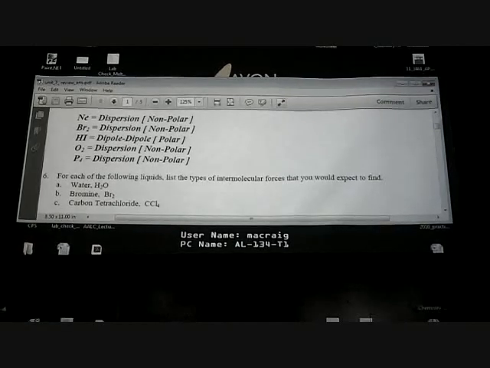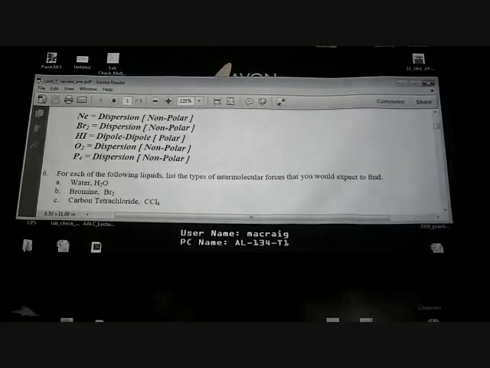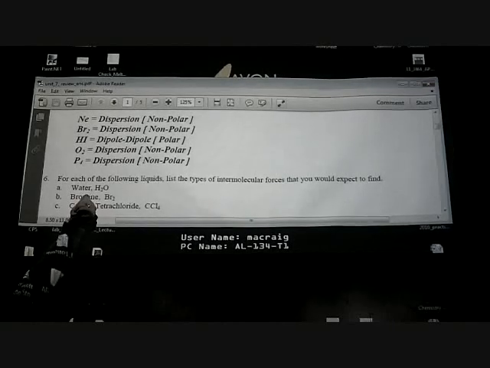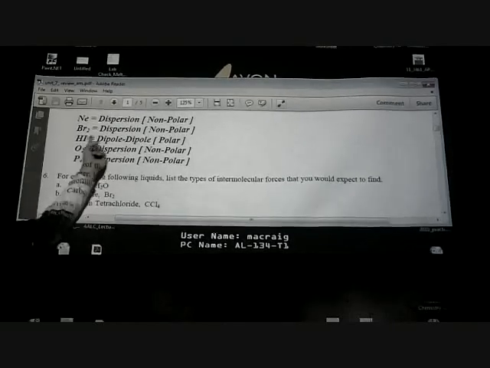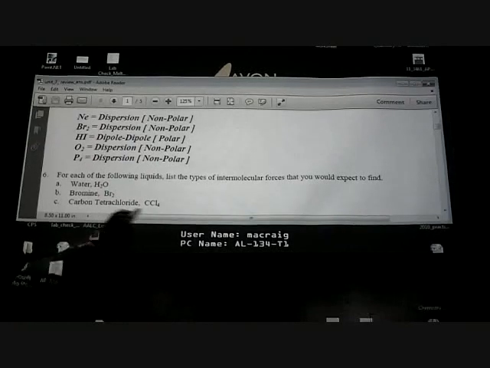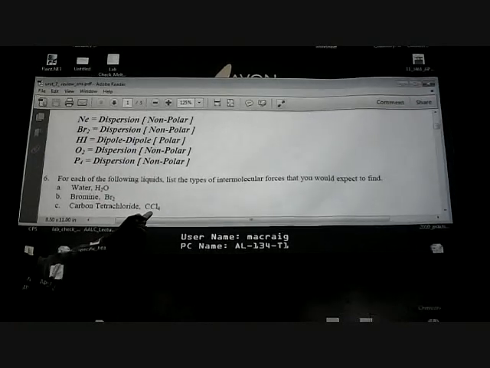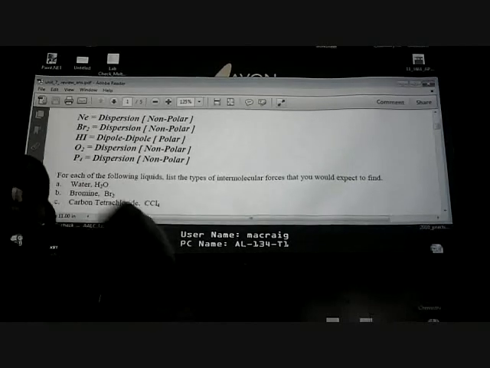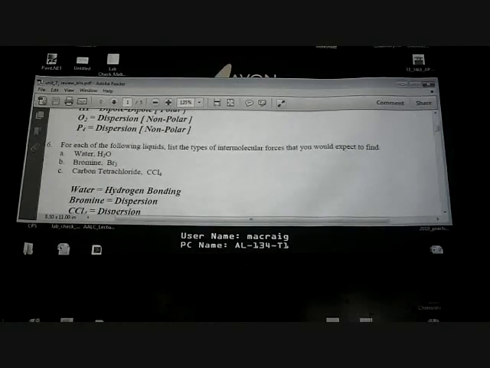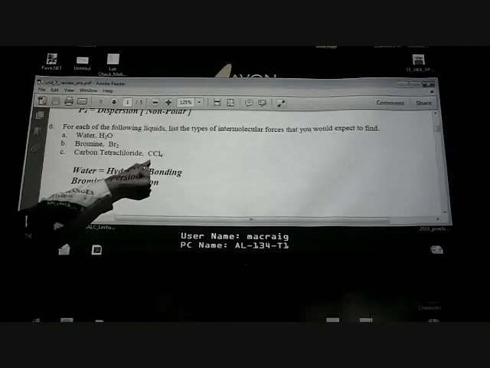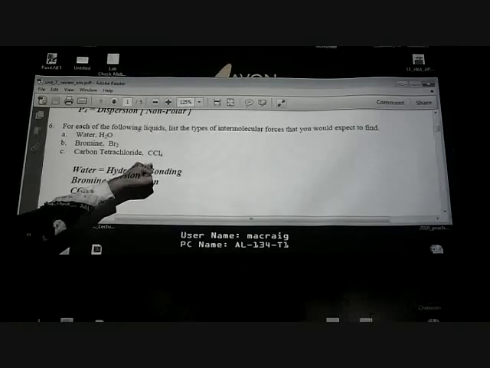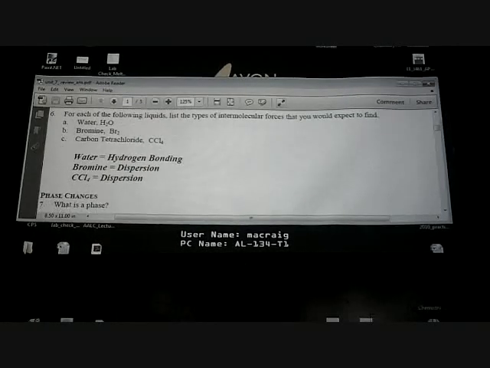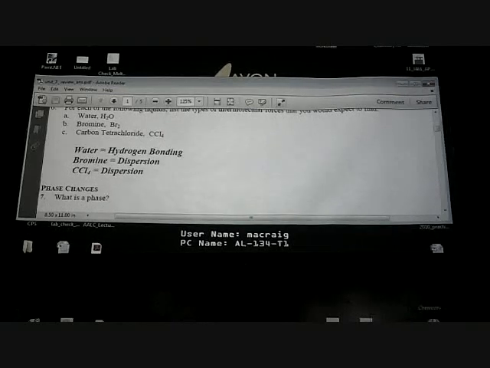Number 6, for each of the following liquids, list the type of intermolecular force. Water. Hydrogen. Very good. Bromine. It's right there. Dispersion. Carbon tetrachloride. Very good. Dispersion. If you draw out the Lewis structure, you'll see that you have a carbon in the middle, 4 chlorines, so it's a nonpolar compound. And again, the only way that you're going to know that is to draw the Lewis structure out.